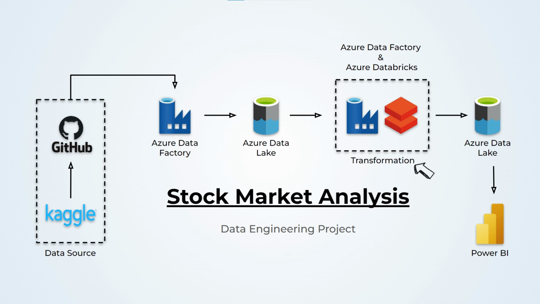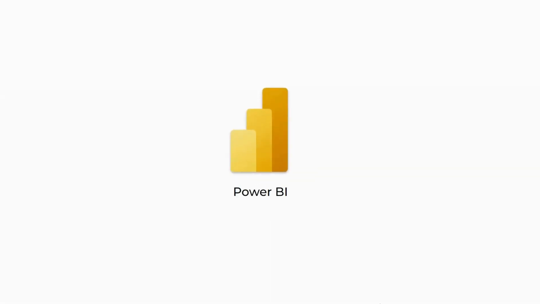Then comes the transformation part of the project where we have used Azure Data Factory and Azure Databricks. Here we have added some new columns, some new attributes, renamed some existing columns, and done some overall data cleaning. Once we got the desired transformed data, we moved it to another folder in Azure Data Lake. We will then link the Azure Data Lake folder with the transformed dataset to our Power BI to create the visualization. Let's look into the visualization now.